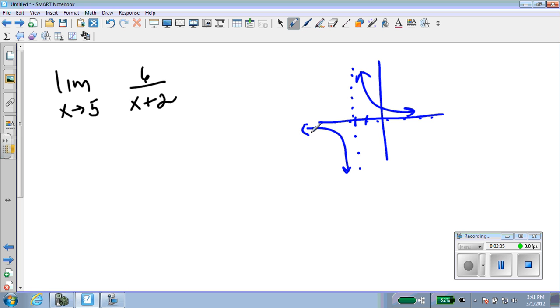But we're not asking for the limit as x approaches -2, which doesn't exist there as a limit. As we approach from each side, we are not nearing the same value. At 5, way over here, this function is continuous, so we can use direct substitution to find the limit as x approaches 5. We do 6 over 5 plus 2, so 6/7 would be the limit.